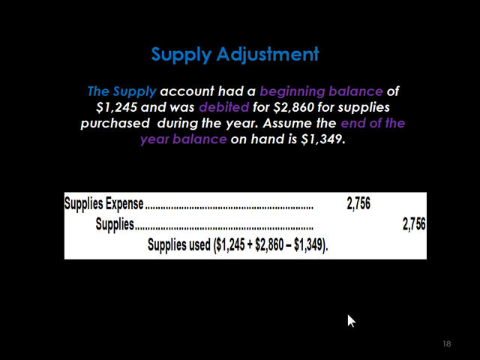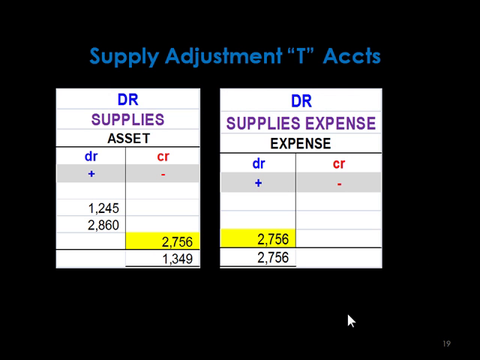So the entry that you're going to book to supply expense and supplies is what was actually used. So you're going to take the $12.45 plus what you bought of $28.60 less what's left on the books, and that amount is $27.56. So let me show it to you in a T account.